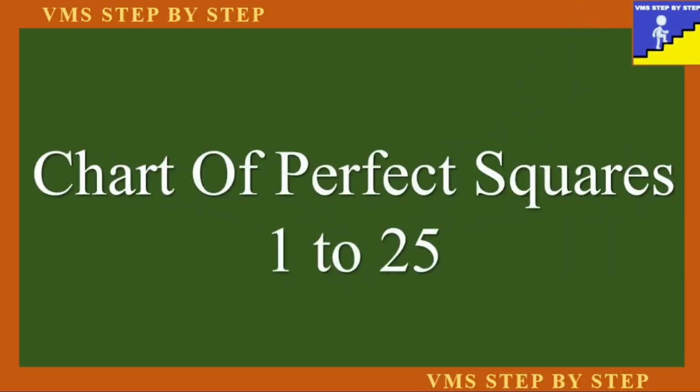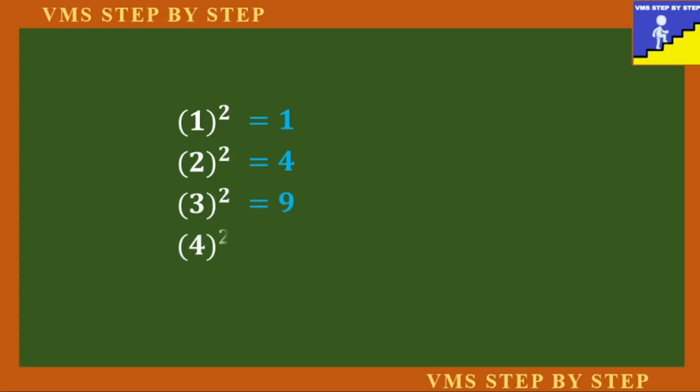Chart of perfect squares 1 to 25. 1 square is equal to 1. 2 square is 4. 3 square is 9. 4 square is 16. 5 square is 25.